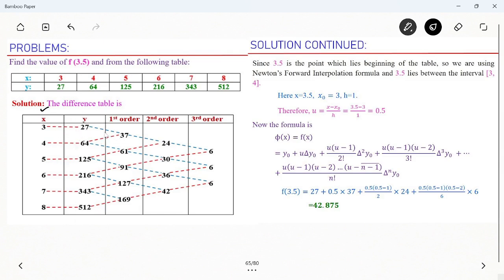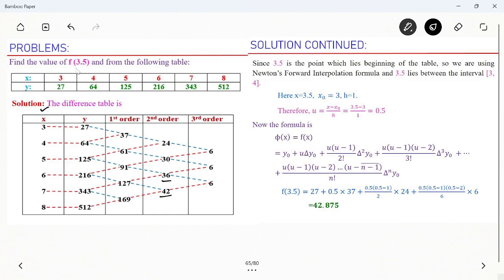After that we are finding the first order differences, that means differences between these two: 64 minus 27 is 37, 125 minus 64 is 61, 216 minus 125 is 91, 343 minus 216 is 127, 512 minus 343 is 169. And the second differences: 61 minus 37 is 24, 91 minus 61 is 30, 127 minus 91 is 36, 169 minus 127 is 42, and their third difference is 6. So first this is the difference table.